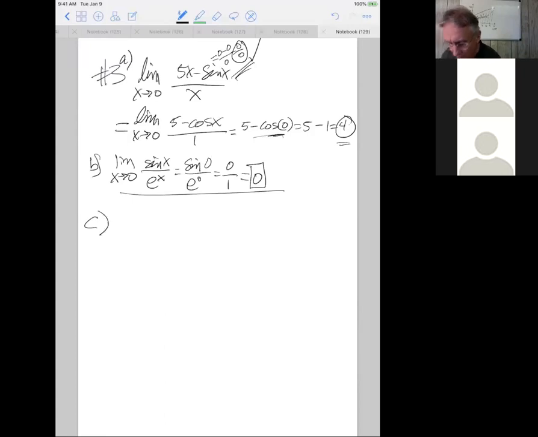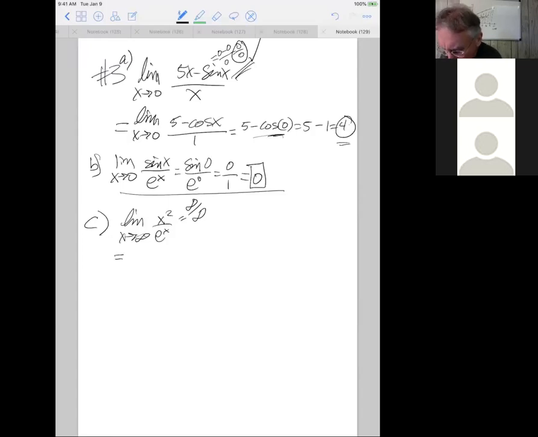So part C now is the limit as x goes to infinity, and you need to check, as x goes to infinity, where are each of these going? So as x goes to infinity, x squared goes to infinity. And e to the x, it's getting huge. It goes to infinity. Therefore, we've got infinity over infinity.